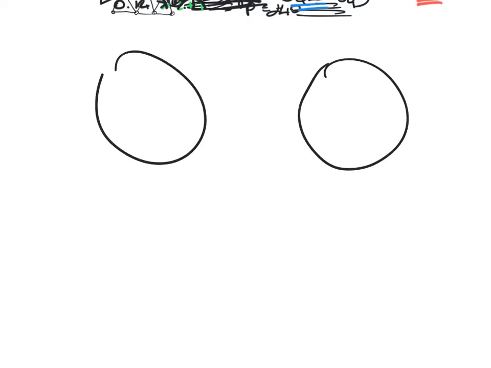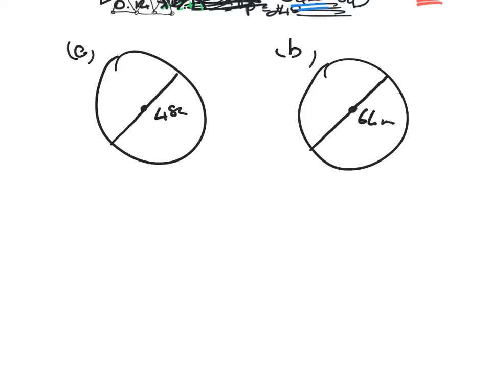Okay, we're going to now look at some circle work. So it's preparation for question 7 in the unit assessment. Okay, so we've got 2 circles. We'll say that that's circle A and circle B. The diameter of this circle is 48 centimetres and the diameter of this circle is 64 millimetres.